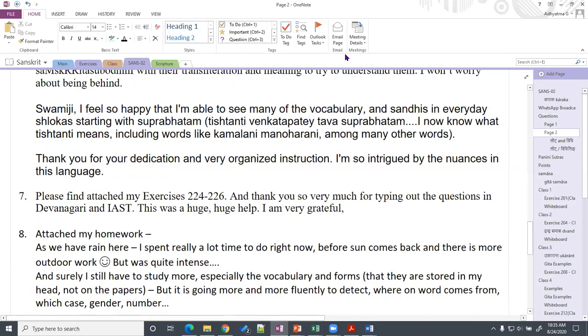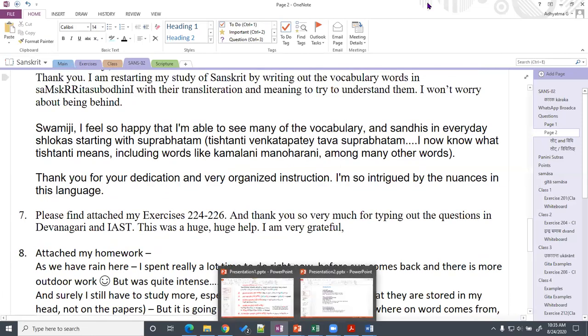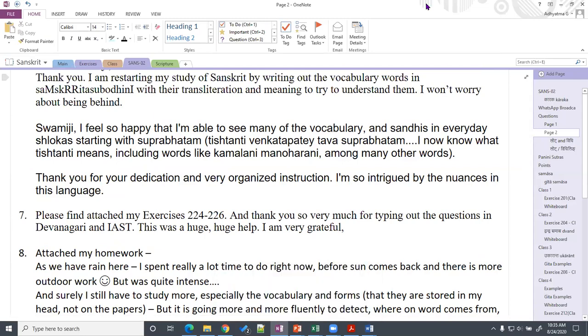So with this, I'll just stop the class with the prayers. And as I said, please feel free. The exercises for this week would be for the next two chapters. We will post these exercises very soon. They are from chapters 14 and 15 of Sanskrit Subodhini, the book which we are following.